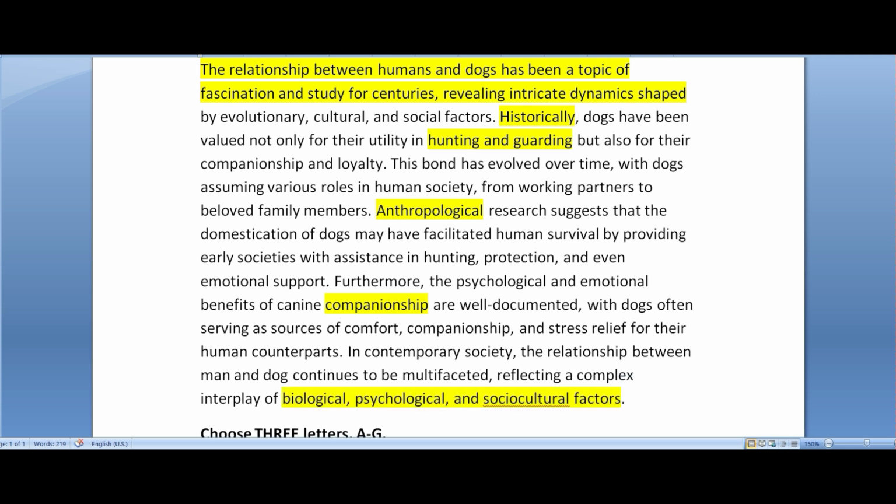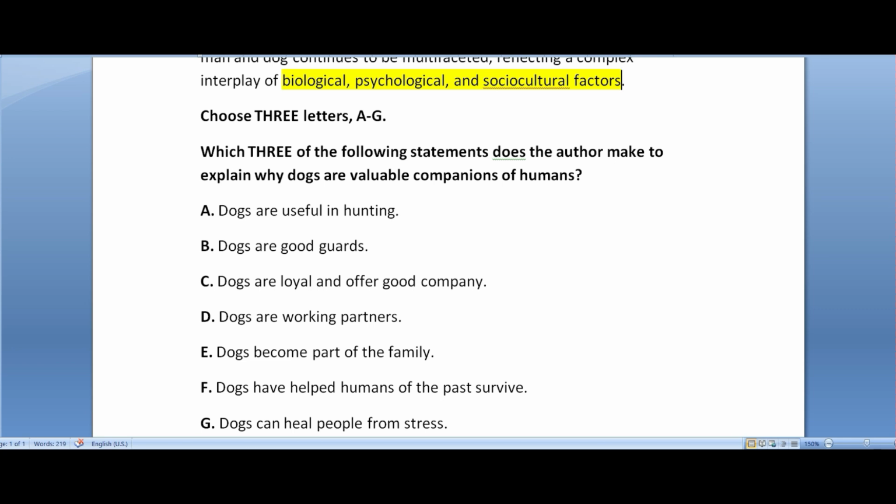Now, the first most important thing after skimming is to read the questions carefully and understand really well what they ask you, even if the questions seem easy. Let's go here. Of course, we will circle 3 letters. We need to choose 3 correct answers. So which 3 of the following statements does the author make to explain why dogs are valuable companions of humans? We have to underline all of it, but we have to also understand what it means. Explain the reasons. We have to find the reasons the author uses to explain why dogs have become valuable companions.